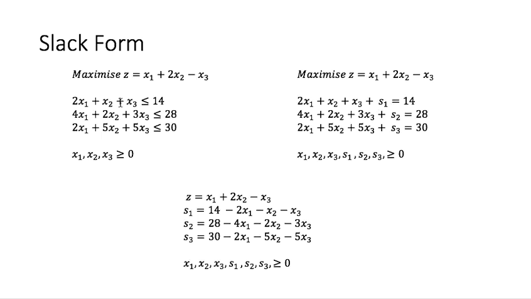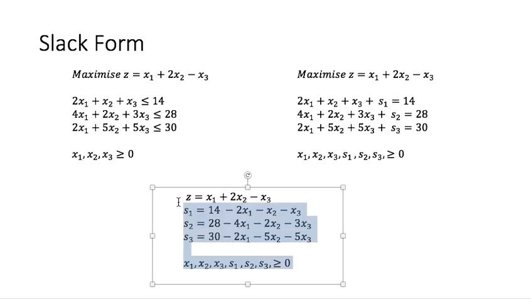So we know the left hand side is less than or equal to 14, but plus the slack variable is going to push it up to equal 14, and I think that makes intuitive sense if you just look at this. Once again, S2 is pushing this side up to equal 28, S3 is pushing this side up to equal 30. Once we have this, you can rearrange it and it will give you this slack form.